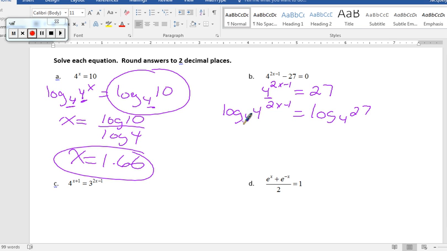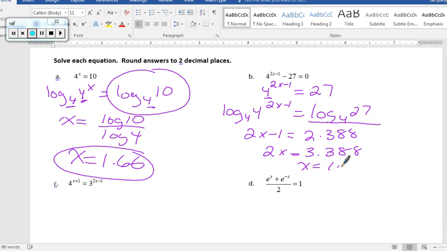These guys will cancel here, leaving us with 2x minus 1. This part here, I'm using a calculator to get this number. I'm getting about 2.388. And then it's just solving an algebraic equation. Add the 1 over. And finally, divide by 2. And this turned out to be about 1.69.